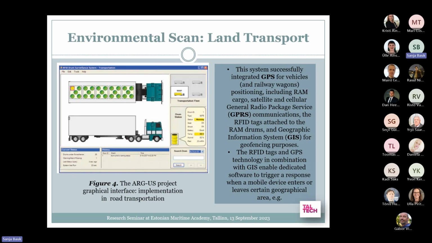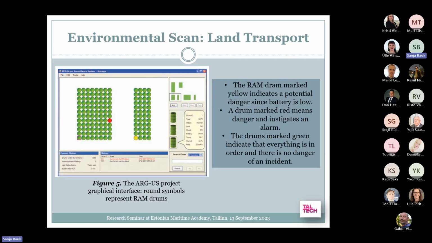So these casks or containers with radioactive cargo can be followed in real time as green, yellow, or red circles. If we have green circles, it means everything is fine. If we have yellow, the battery is low, for instance, so it is a kind of alerting situation. And if we have red, it means that something is really happening with the container. Maybe its safety belts are not in place or something like that. And the dispatcher has to react immediately to redeem such a situation.